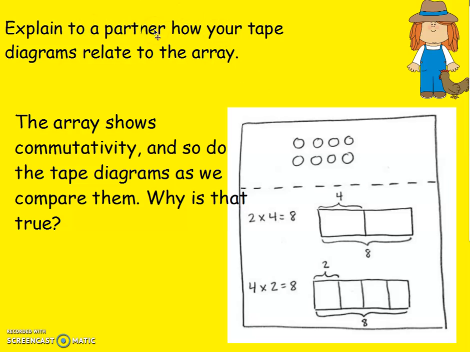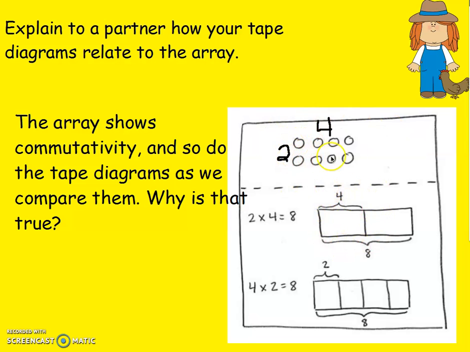Explain to a partner how your tape diagram relates to the array. So let's look at this one. How does this tape diagram relate to this array? We have two groups of 4. So this is our 2 rows of 4. 1, 2 rows. 1, 2, 3, 4. 4 in each row. So this would be 2 times 4. And this is what's happening right here.